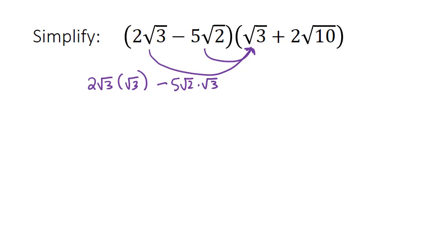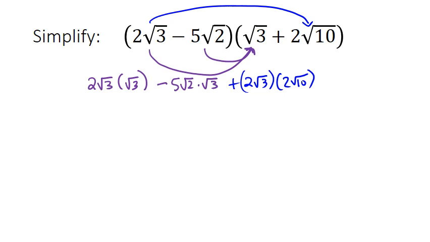Then we're going to do 2 root 3 times 2 root 10. So we have 2 root 3 times 2 root 10. And then last, we're going to multiply negative 5 root 2 times 2 root 10. Negative 5 root 2 times 2 root 10.